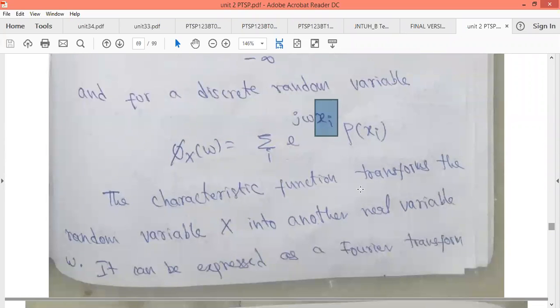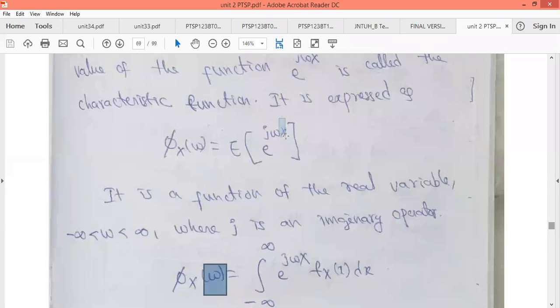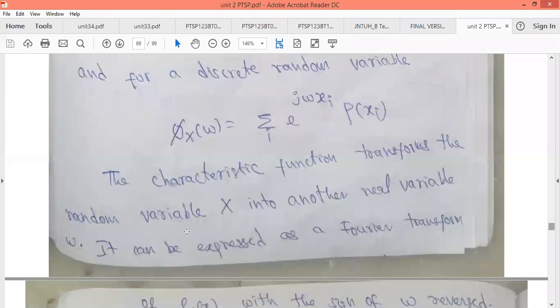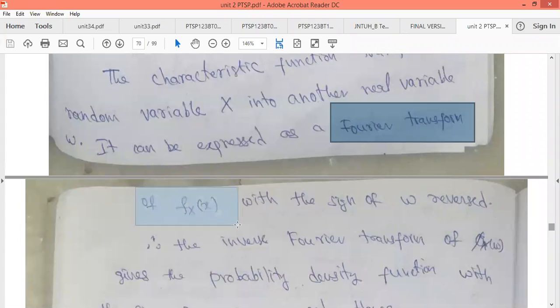What is the importance of the characteristic equation? The characteristic equation transforms the random variable x into another real variable omega. If you observe, it is a function of omega, whereas our original signal is a function of x. Now the domain is transformed from x to omega. So the characteristic equation is nothing but the Fourier transform of f_X(x), the Fourier transform of the probability density function.